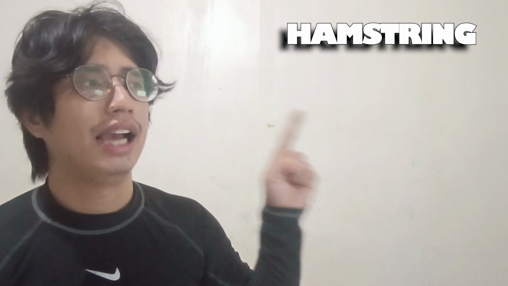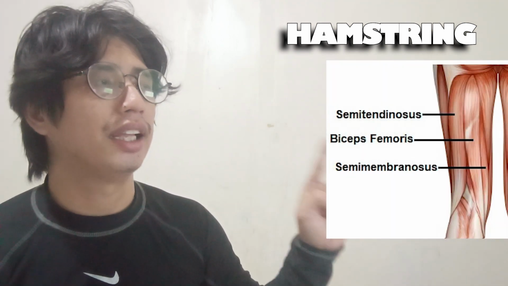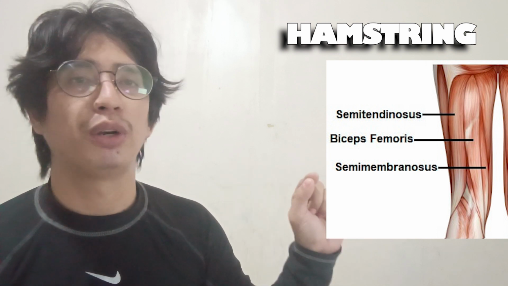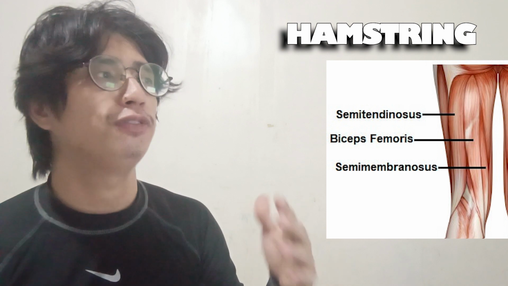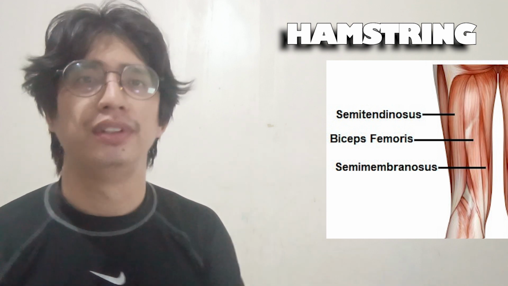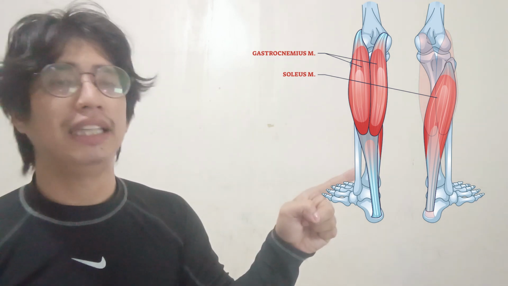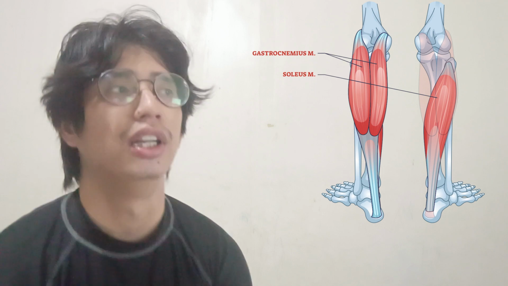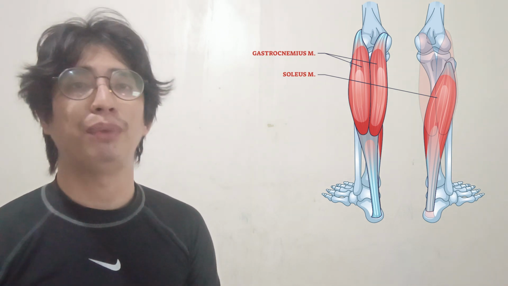Next we have the hamstring. The hamstring consists of the biceps femoris, semitendinosus, and semimembranosus. Basically, this helps us to have flexion of the knee and extension of the hip. And lastly, we have the gastrocnemius and soleus. Basically, this is our calf muscle, and the function is plantar flexion of the ankle, for example, when we point our toes.